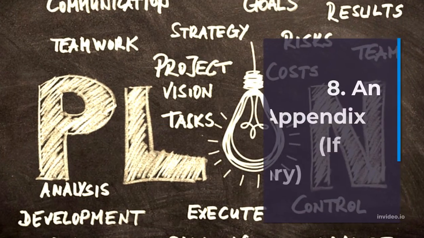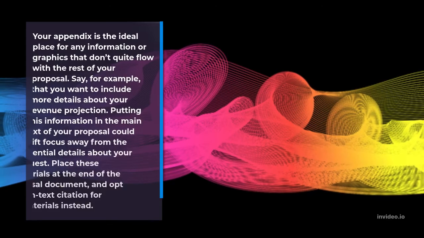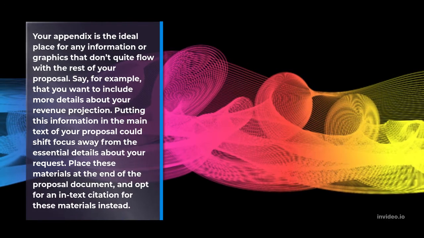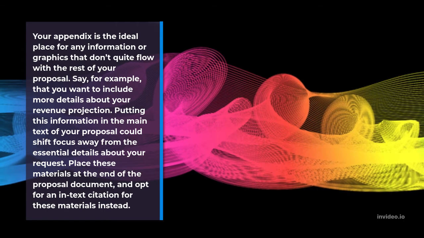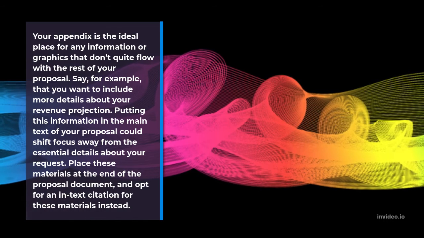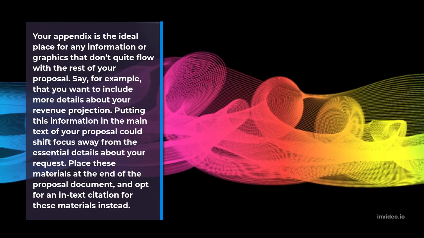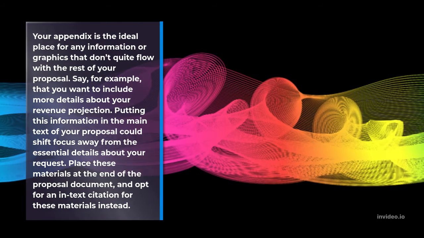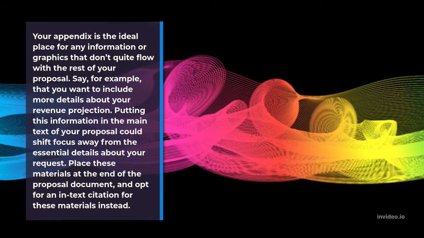8. An appendix, if necessary. Your appendix is the ideal place for any information or graphics that don't quite flow with the rest of your proposal. Say, for example, that you want to include more details about your revenue projection. Putting this information in the main text of your proposal could shift focus away from the essential details about your request. Place these materials at the end of the proposal document, and opt for an in-text citation for these materials instead.